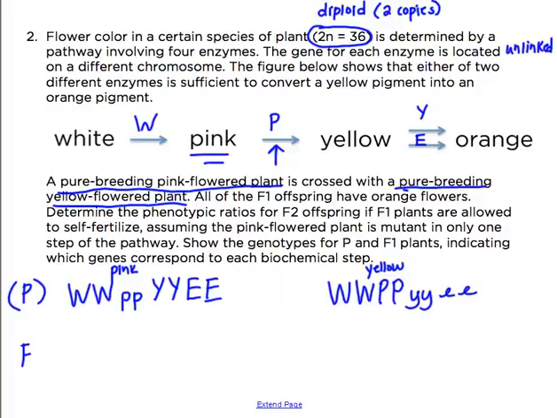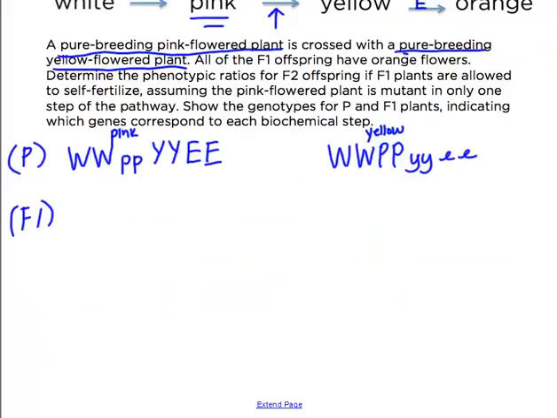Now the F1 plants, what are their genotypes? Both parents are homozygous dominant at W, so the F1 plants are homozygous dominant at W. And then you have little p crossed with big P, so they'll be heterozygous at P. And they'll also be heterozygous at Y and E.